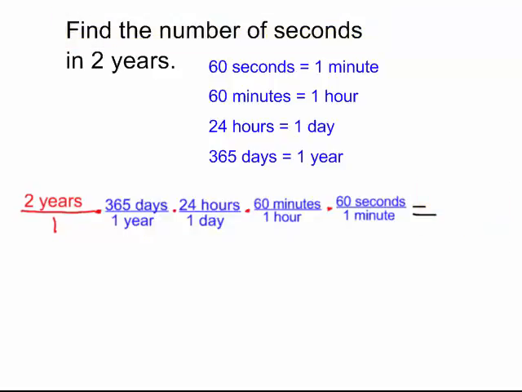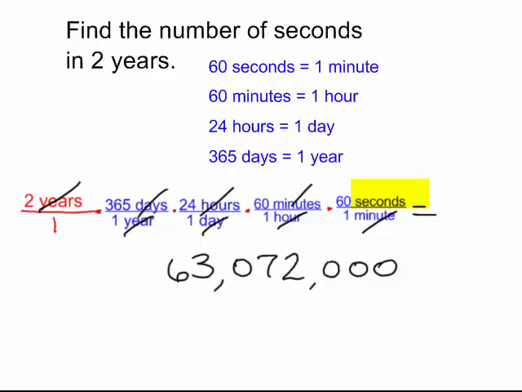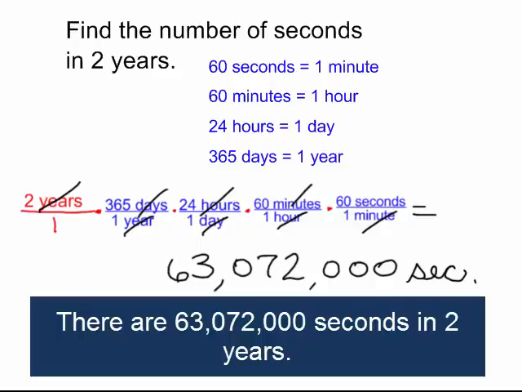So let's do some multiplying and canceling. I'm going to cancel my units first. The years will cancel. Days will cancel. Hours will cancel. And minutes will cancel. It looks like the only unit I have left is seconds. Now let's multiply the numbers. 2 times 365 times 24 times 60 times 60. That would be 63,072,000 seconds. So that is how many seconds are in 2 years.